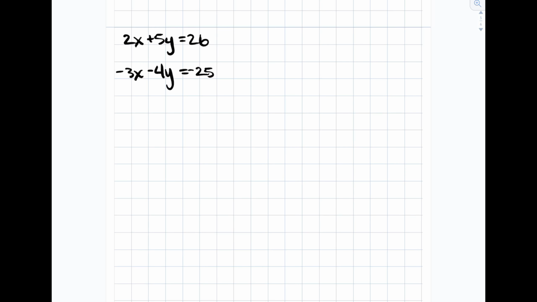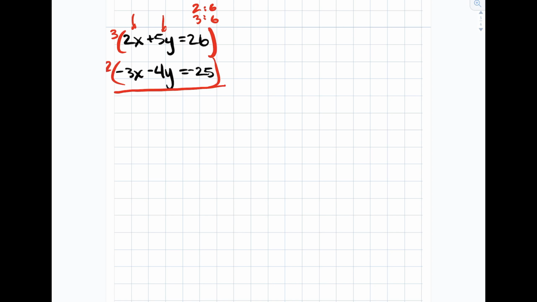Here's our last problem. All right. So let's look at the problem and make a decision on which one we want to simplify. Which one we want to eliminate. We want to eliminate the x's or the y's. I think it's probably better if we eliminate the x's. So I'm going to multiply. I see my common multiple between 2 and 3 is going to be 6, right? That's the least common multiple. So let me multiply the top one by a 3 and the bottom one by a 2.